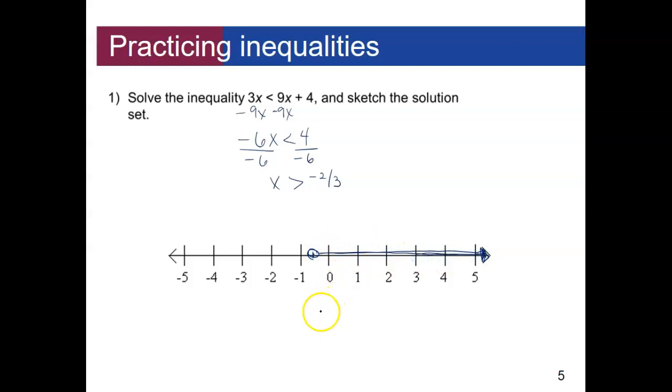As far as writing the actual interval, it's going to go from -2/3 to infinity in interval notation. We want to put the parenthesis here because it does not have that line and it's not a closed circle.